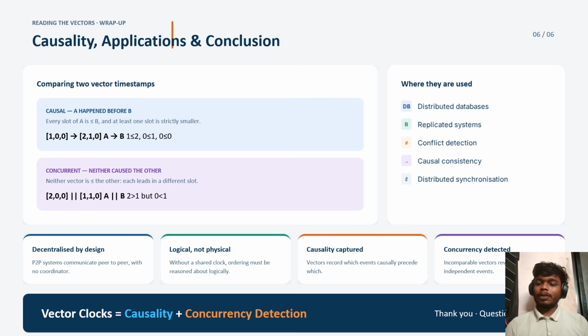The vector clock produces logical time, bringing absolute order out of decentralized chaos. That's the main problem solved using the vector clock algorithm, and that's the oral presentation from my side.